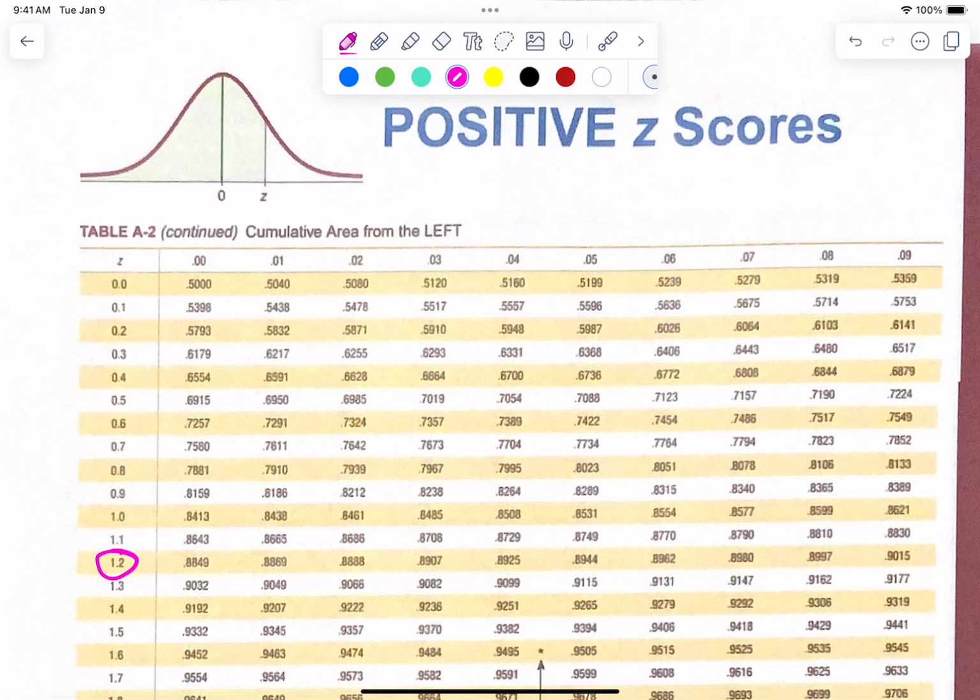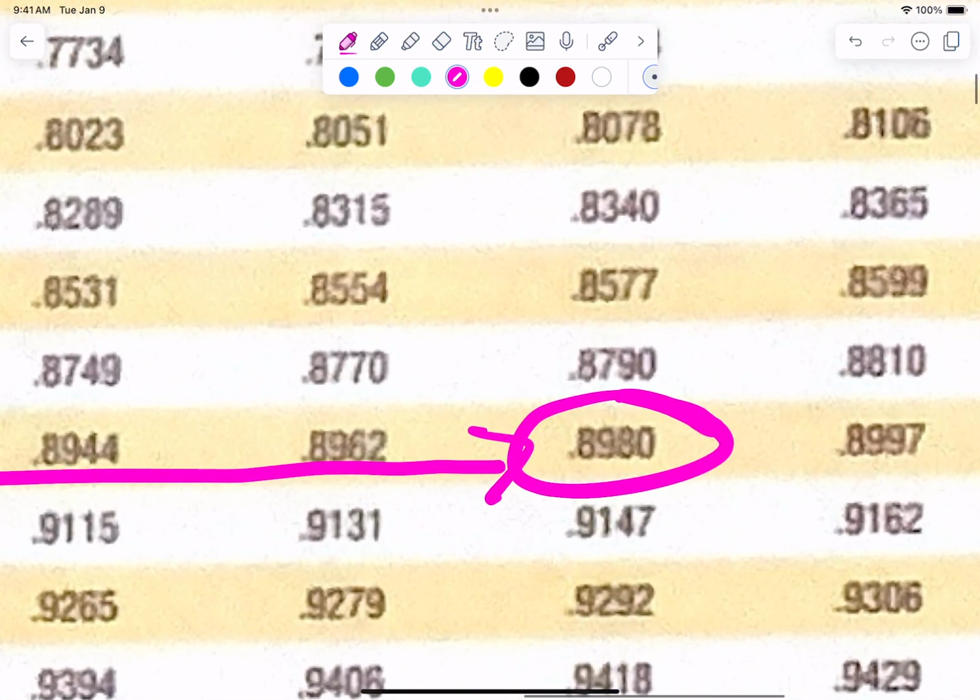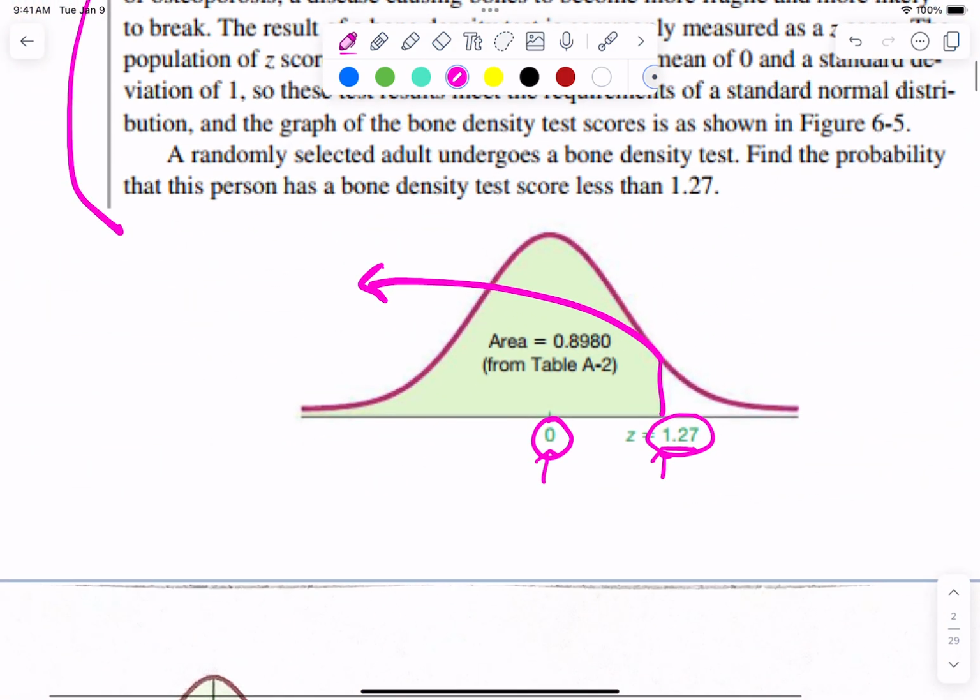Do you find him? Yeah. Then go over to the 7 mark, which is this column right here. Okay? 1.27. 0.8980. Did you find him? Yeah. On the chart, 0.8980. Okay? 0.8980. They have it listed here as well.